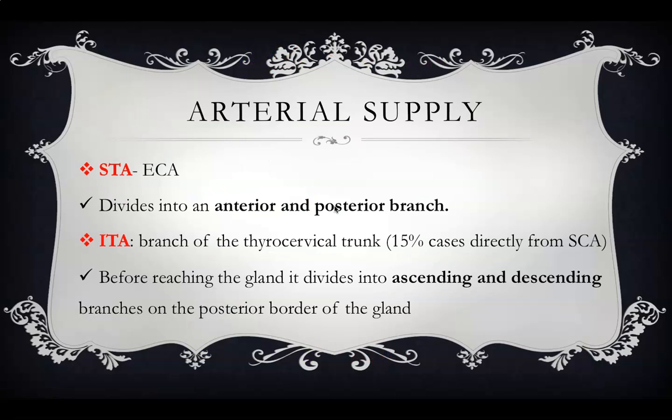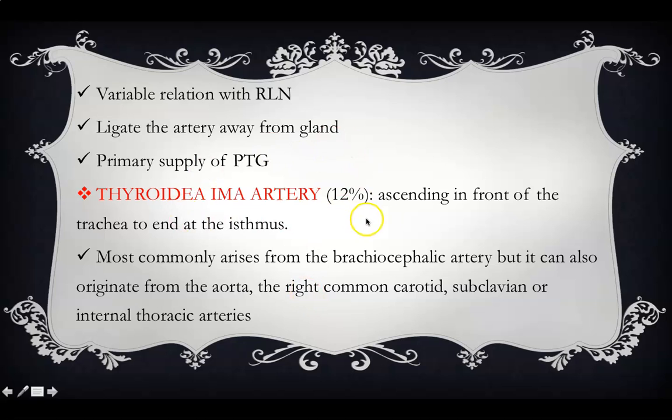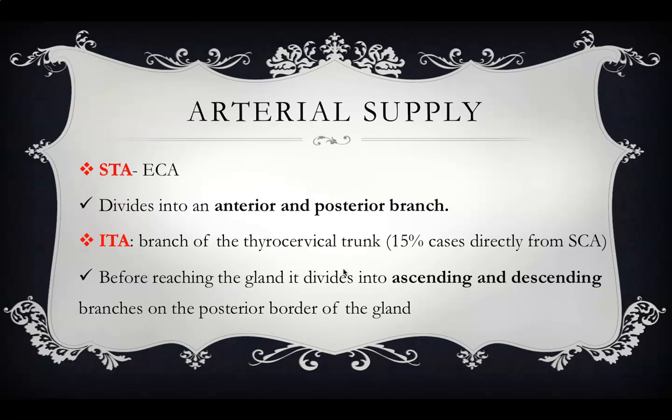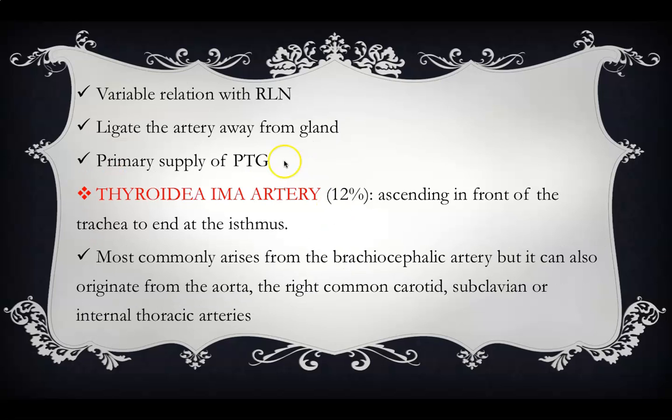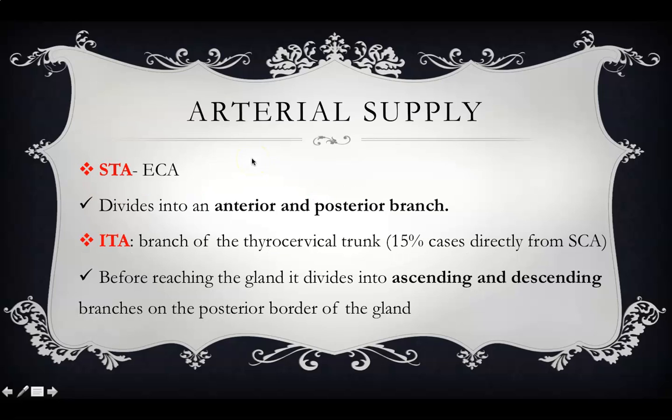It is seen in 12% of cases, and it ascends in front of the trachea to end in the isthmus. It usually arises from the brachiocephalic artery, but it can originate from the aorta, right common carotid, subclavian, and internal thoracic artery. Now, one more thing I forgot to tell you here. The inferior thyroid artery divides into ascending and descending branches on the posterior border of the gland.